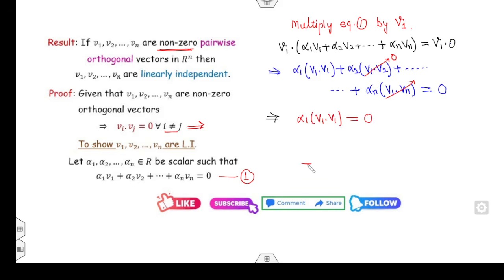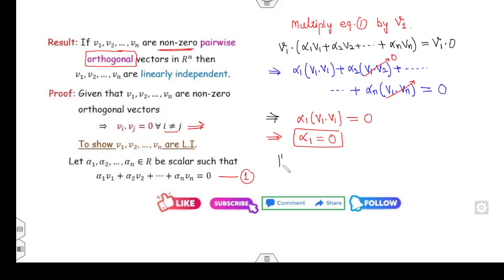But make sure, students, V1 dot V1 is not always 1. When will it be 1? Once they are orthonormal. Does the statement say orthonormal anywhere? No, they are only given as orthogonal. Fine. But we can see they are non-zero vectors. Can you find the value of alpha 1? Alpha 1 will be 0, because V1 dot V1 is non-zero.